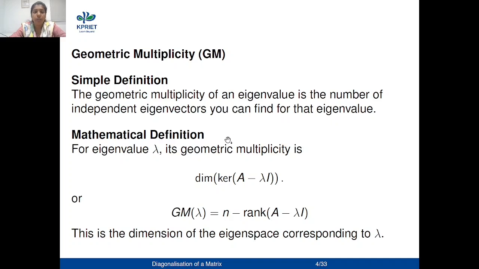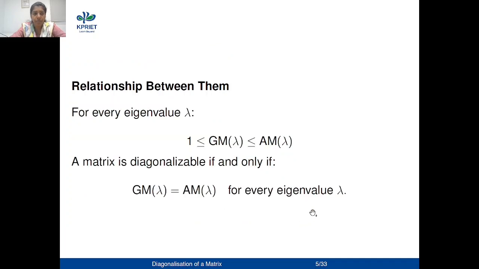In another way, we can find this geometric multiplicity with the help of the dimension of the kernel of A minus lambda I, where lambda is nothing but the eigenvalue. Or else we can find the same geometric multiplicity with another formula: the geometric multiplicity of the given eigenvalue is nothing but n minus the rank of A minus lambda I.